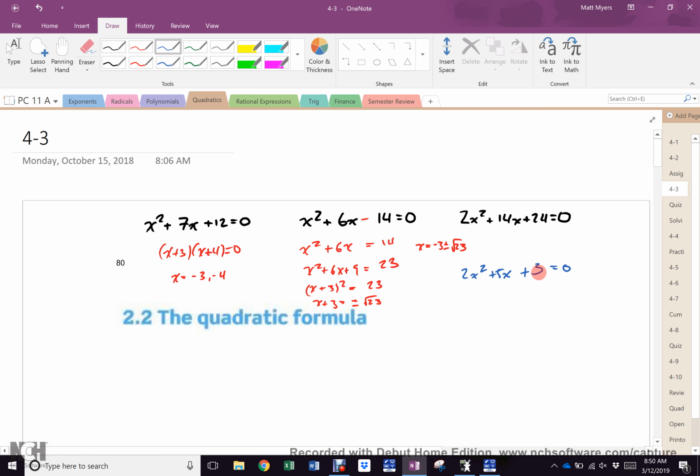Is that one fairly easy to solve? It doesn't GCF, but does it factor? It factors, right? 2 times 3 is 6. Factors of 6 that add to 5 are 2 and 3. You could factor that, yeah? So as long as we can factor or complete the square, we're in pretty good shape, right?